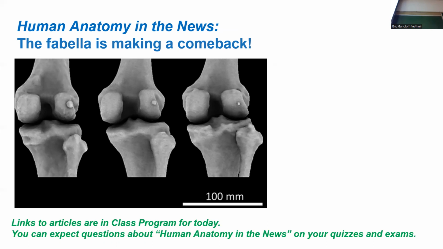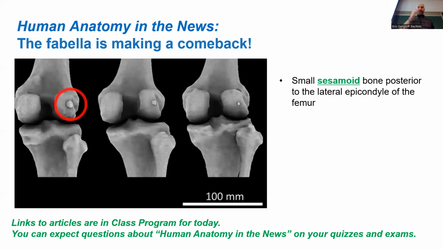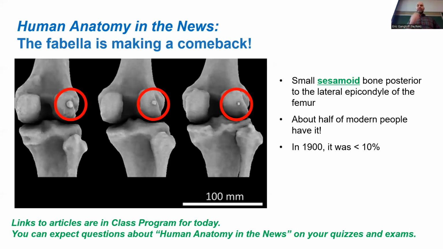This is a radiograph, so they look like they're floating, but of course they're embedded in ligaments, as sesamoid bones are, and they are in the back of the knee joint here. What's particularly fascinating is that researchers did a study, and they found that this sesamoid bone, just posterior to the lateral epicondyle of the femur, about half of us modern people have, meaning people living today. So probably about half of you have one of these little bones. But a little over 100 years ago, around 1900, less than 10% of people had this little sesamoid bone.